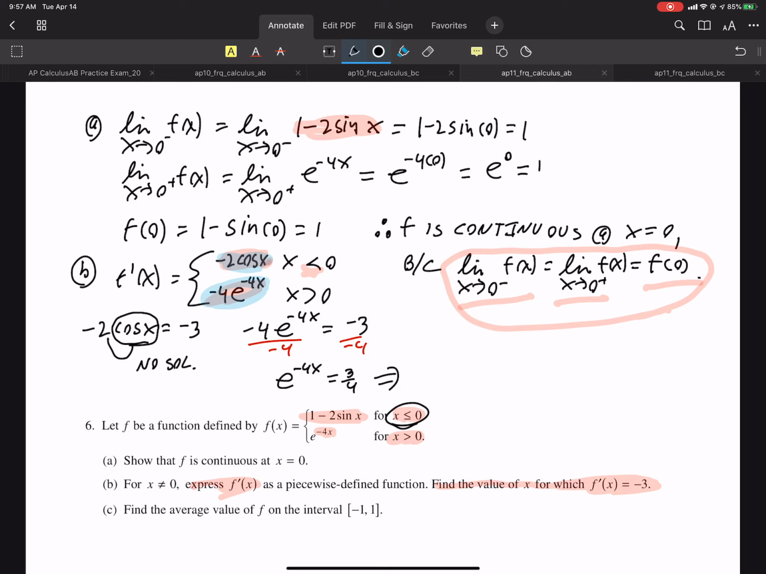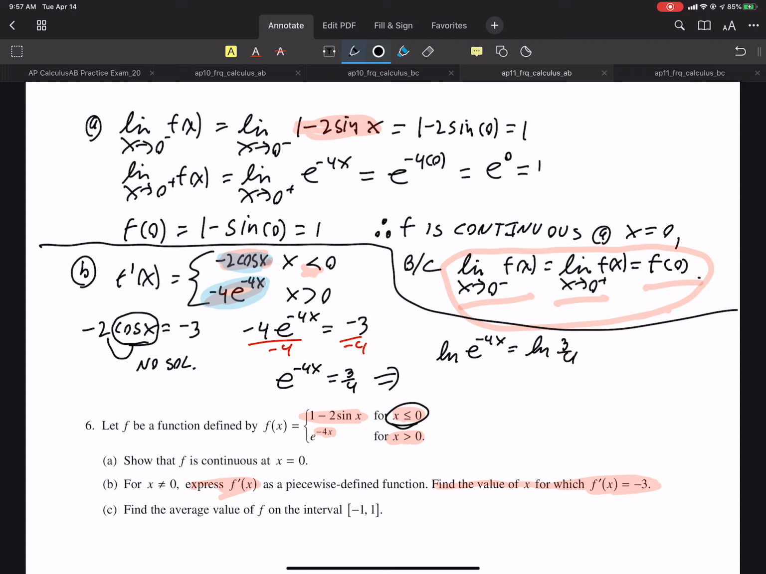This is getting messy, sorry. I have to ln both sides, so ln the left, ln the right. Those will cancel. And then divide both sides by negative 4. And I get my answer. X is ln of 3/4 over negative 4. Done. That is part B. Let's go on to C.